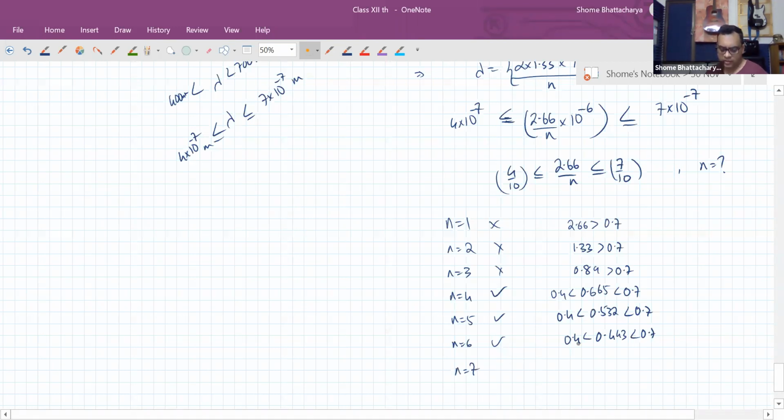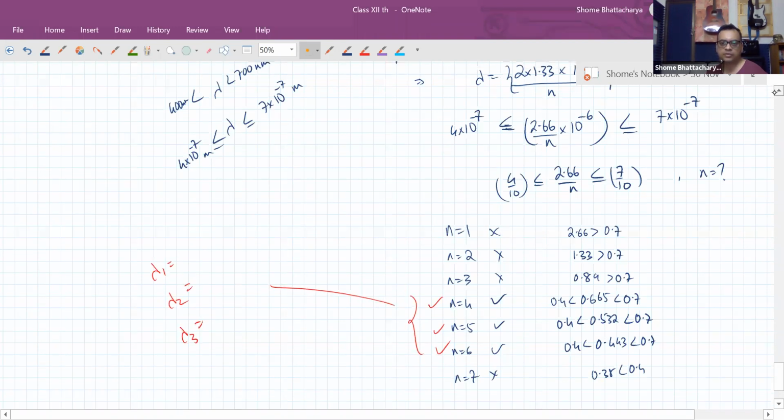You get 2.66 divided by 7. That will be 0.38. So that is less than 0.4. So these are the three values of n. So corresponding to three values of n, we will get one wavelength, we'll get the second wavelength, we'll get the third wavelength, and those wavelengths will be given by this formula above.